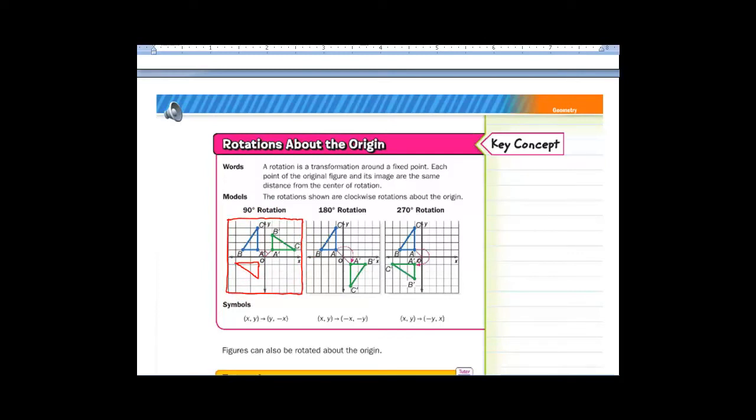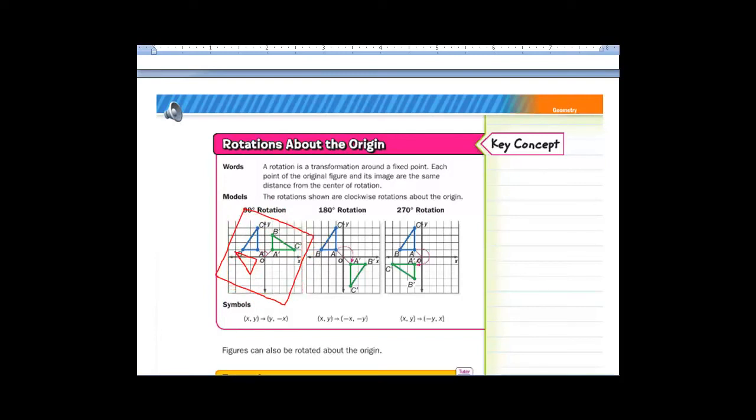3 turns would be 270. So if your brain can wrap around it, you can also think, okay, instead of going 3 turns this way, wouldn't it be the same if I just went 3 turns clockwise would be the same thing as 1 turn counterclockwise. So you can think about that as well if you wish.